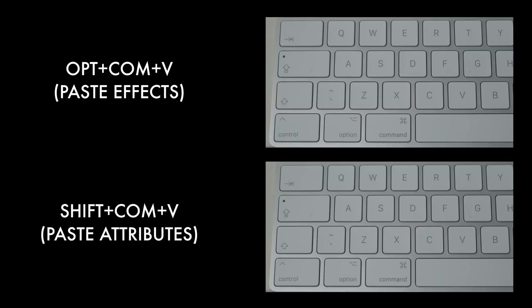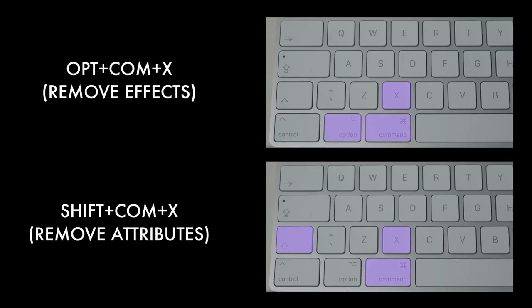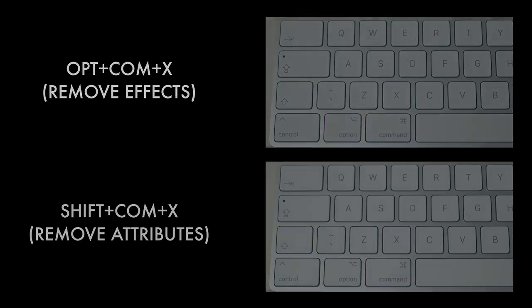Of course, both the Option-Command and Shift-Command variants work with the X or Cut tool, and that means you can either remove all of the effects from a clip or just select the ones you want to remove. It's brilliant. Let me show you a couple of examples.